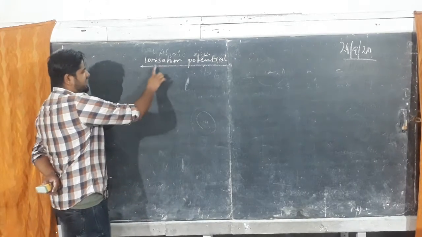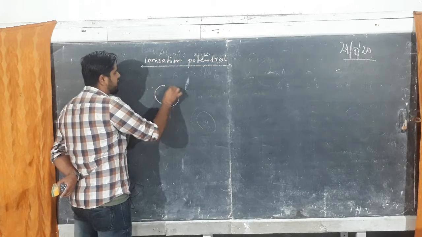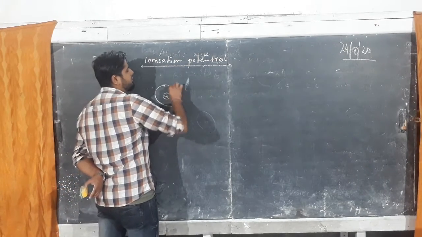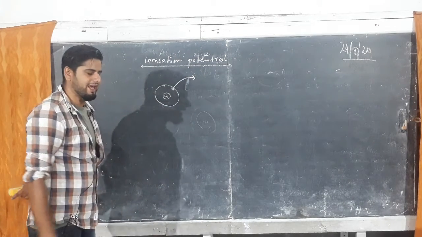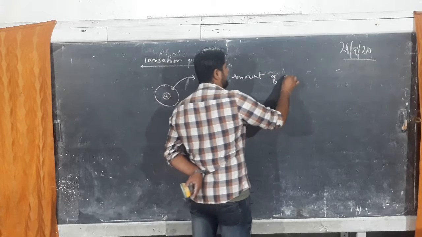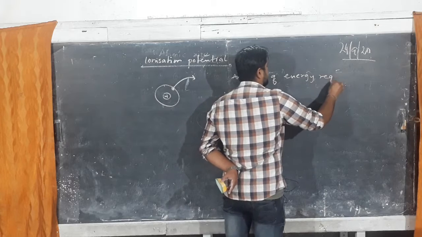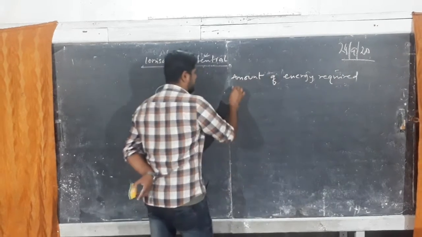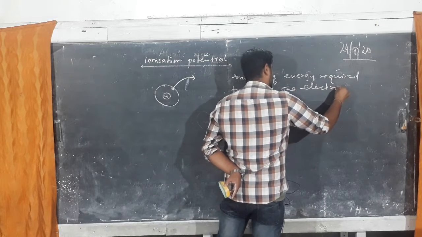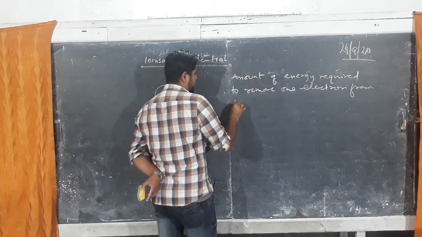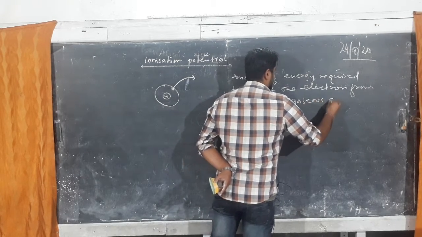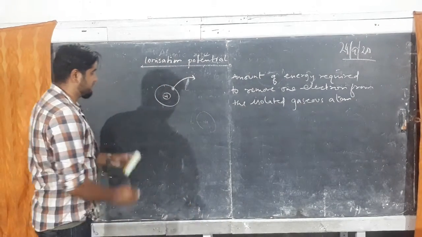Potential is energy, amount of energy. Suppose this is the nucleus. Ionization potential is the amount of energy required to remove one electron from the isolated gaseous atom. So the atom should be in the gaseous state.